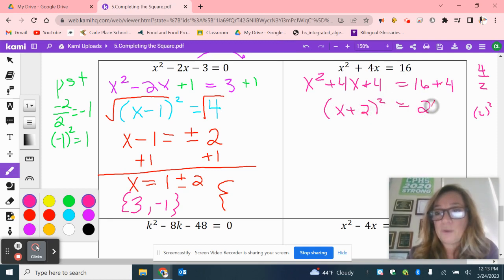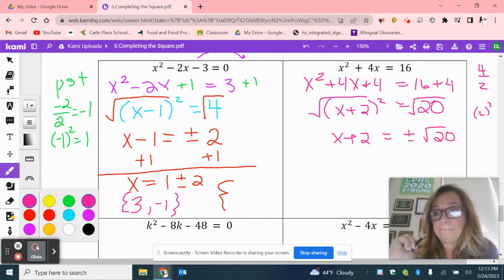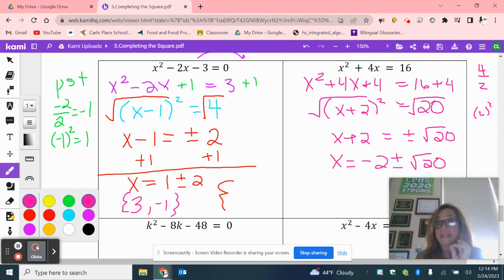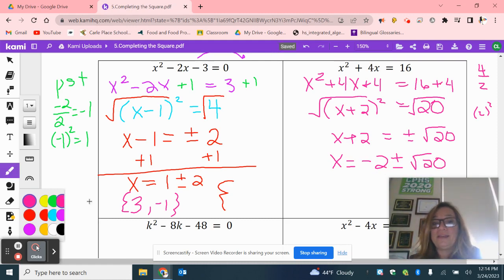Then I factor this. 16 plus 4 is 20. Then I take the square root of both sides. I get x plus 2 equals plus or minus the square root of 20. The square root of 20 is irrational, so I'm leaving it like that. So then the opposite of adding is subtracting. So I get x equals negative 2 plus or minus the square root of 20. That's an irrational answer. I'm going to leave it like that. We can talk another time about simplifying radicals and all that good stuff.